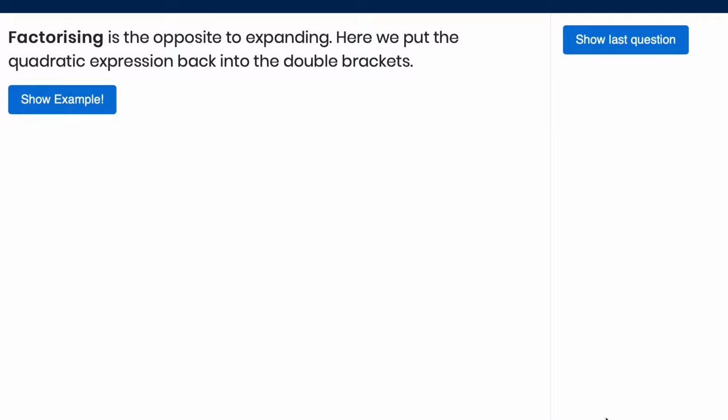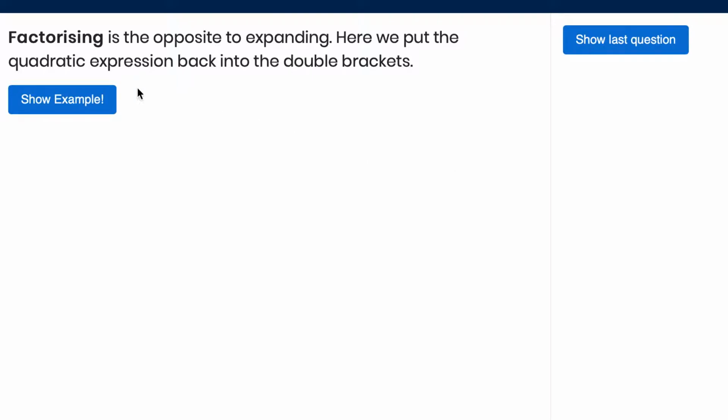In this video, we'll learn how to factorize a quadratic expression into a pair of double brackets. Factorizing is the opposite of expanding, and before continuing with this video, make sure you already know how to expand a pair of double brackets. You need to know this before you can factorize. Links to our expanding double brackets video is in the description or top right corner now.